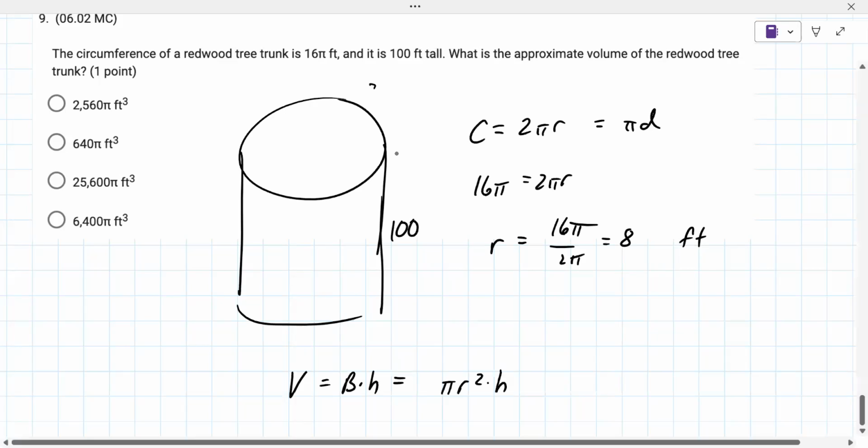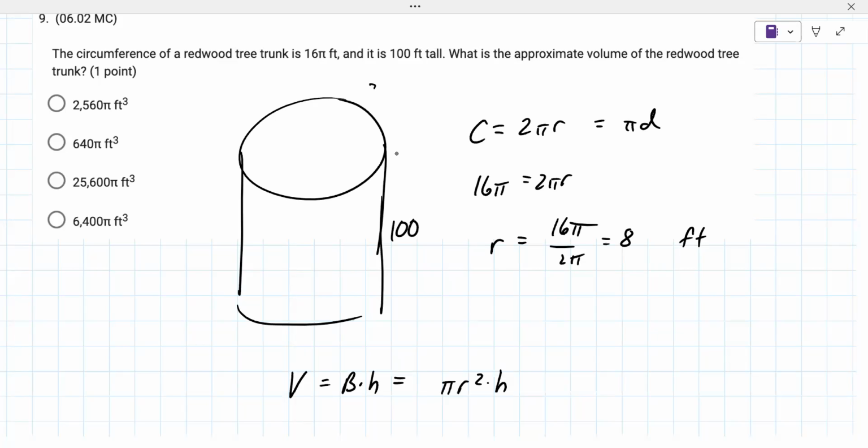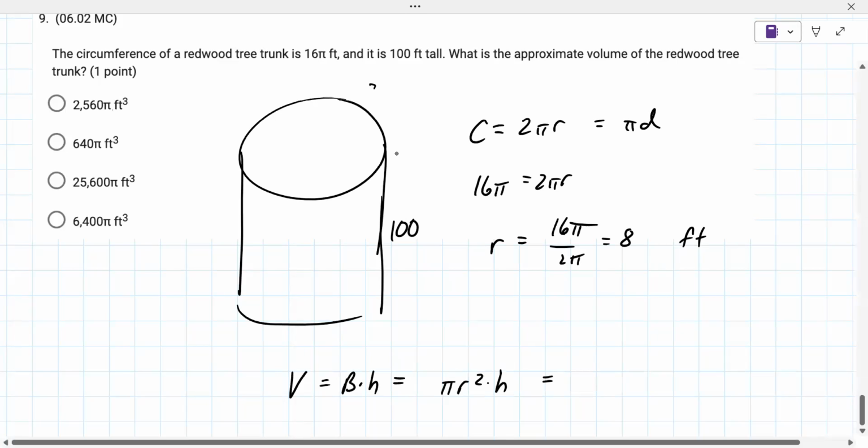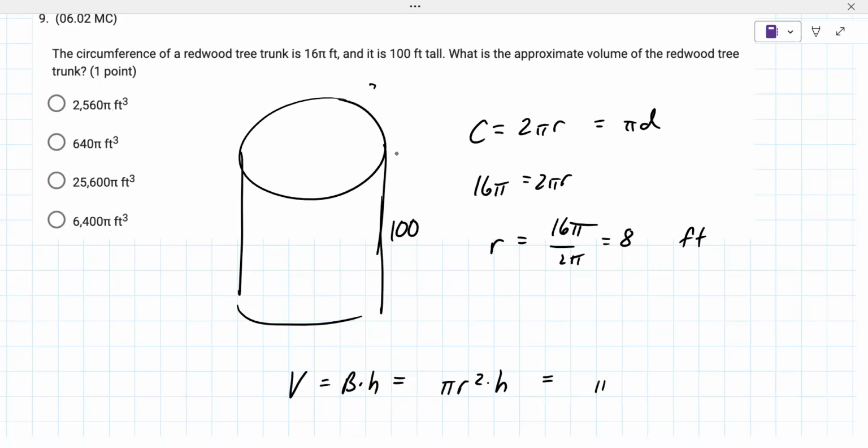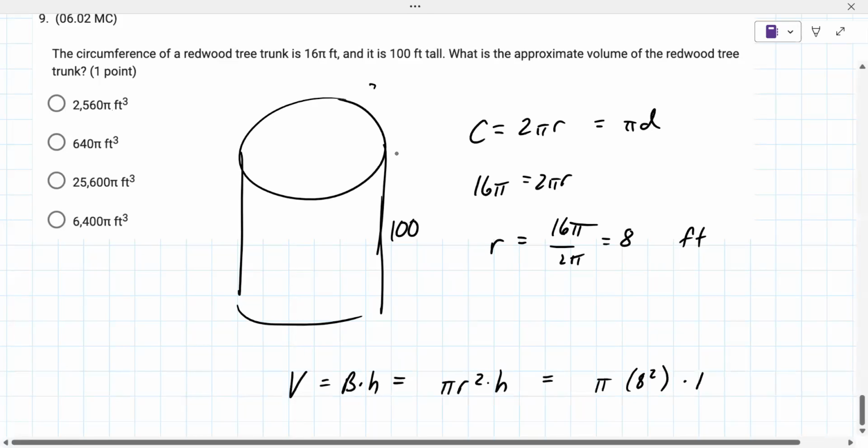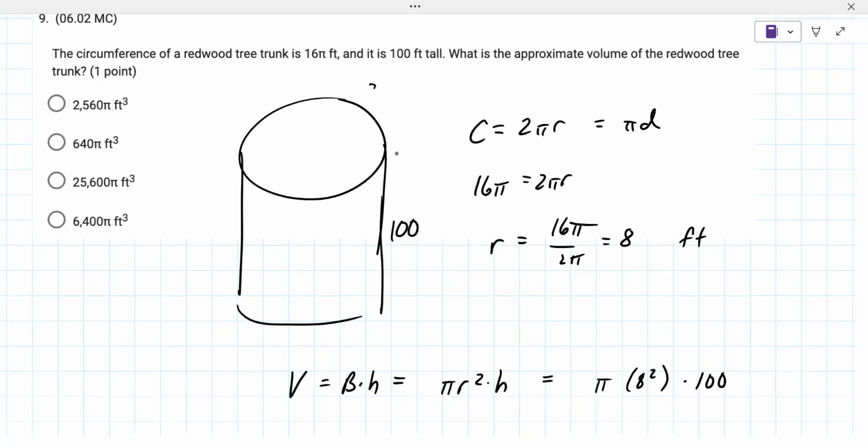Even though they didn't say it's in terms of pi, is it assumed that it's going to be in terms of pi? Yeah, because all the answers have pi in them. So pi times 8 squared times 100 would be, yeah, 6,400 pi.